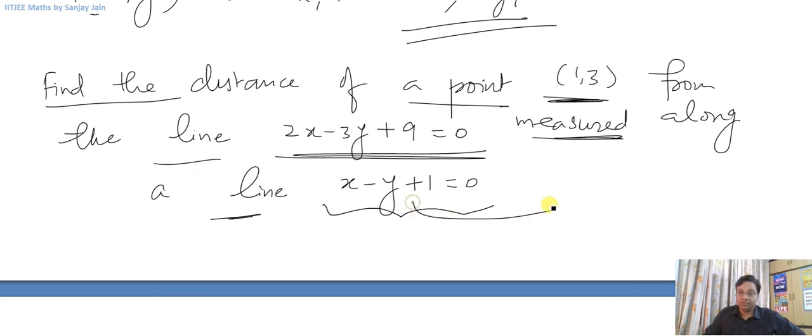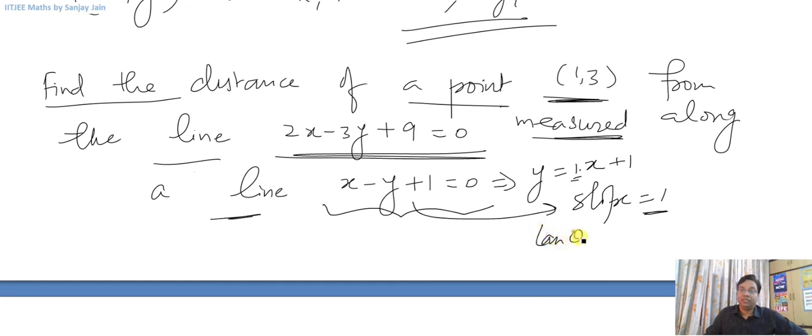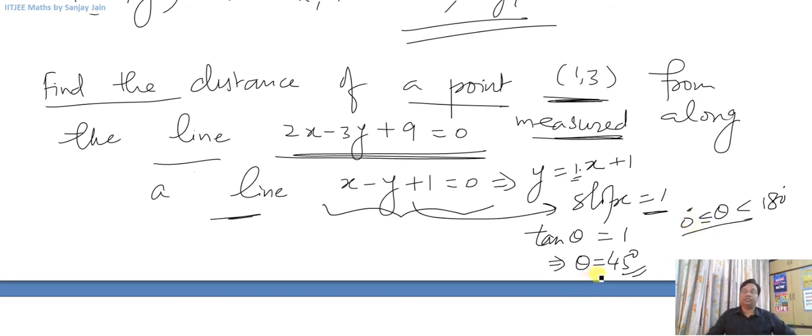So if I ask you what is the slope of this line, you will say the slope of this line is equal to 1. Why? Because if you write it in slope intercept form, y will be equal to x plus 1. So the coefficient of x here is 1, so the slope of this line is 1. And what can you say about tan theta then? Tan theta is equal to 1. Hence, I can say that theta is equal to 45 degrees, because theta varies between 0 to 180 degrees. So theta is equal to 45 when tan theta is equal to 1.